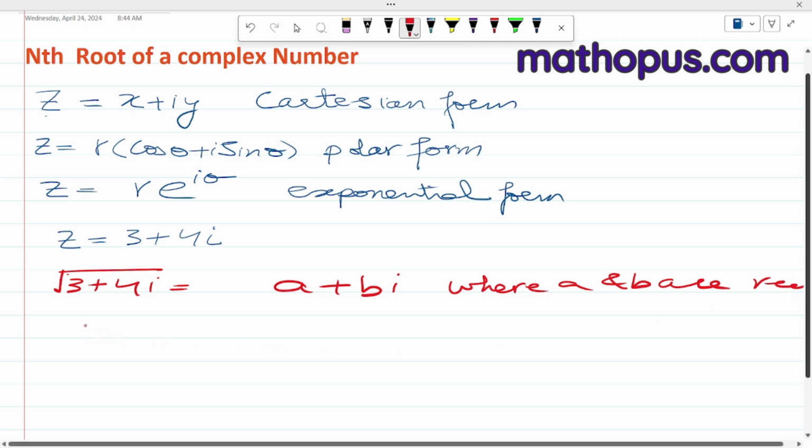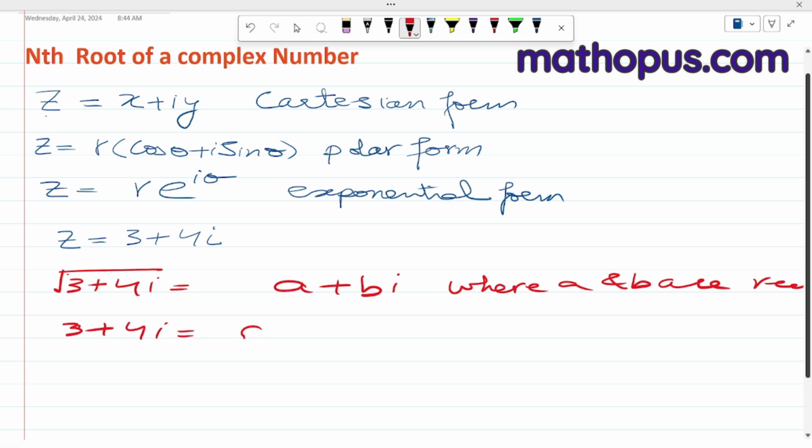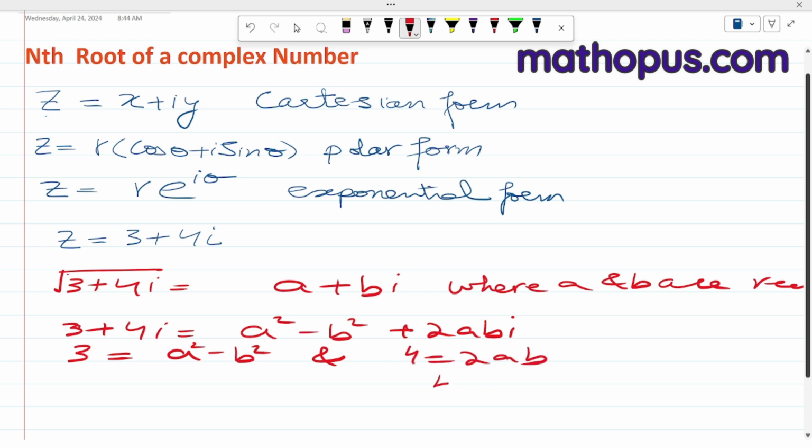So let's start. We are going to square both sides. So 3 plus 4 iota is going to be a square minus b square plus 2ab iota. We are going to compare the real part with real. So 3 equals a square minus b square, and 4 equals 2ab. So we get b equals 2 over a. Substitute this in the first equation. So we get 3 equals a square minus 4 over a square.